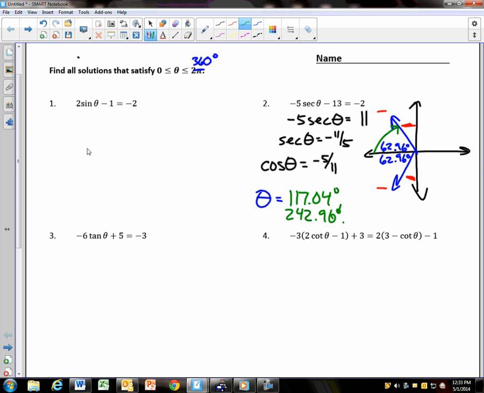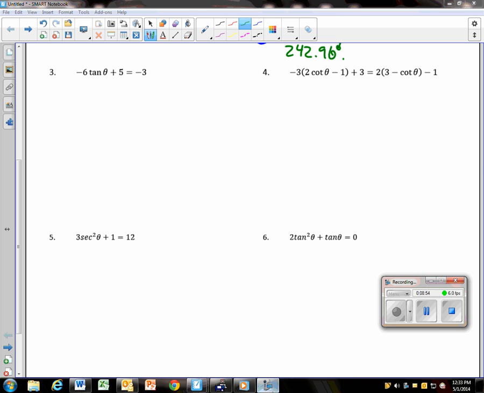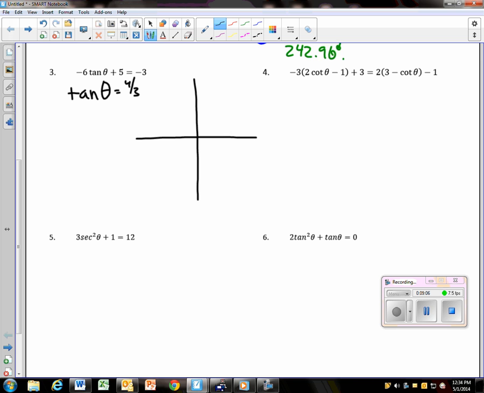See if you can do number 3 on your own. Okay. You try. Why did I draw my angles in the first and third quadrant? It came out positive.